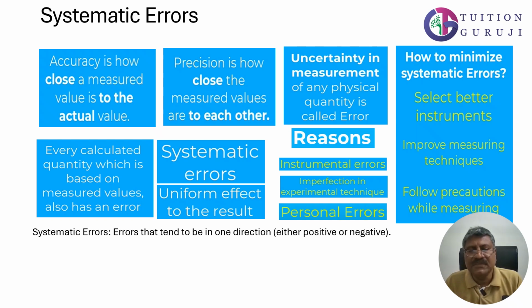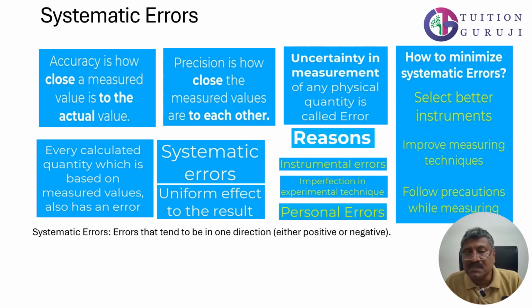Every calculated quantity which is based on measured values will have an error. Uncertainty in the measurement of any physical quantity is called an error. Accuracy is how close the measured value is to the actual value, whereas precision is how close the measured values are to each other. So there can be 2 types of errors: systematic errors and random errors.